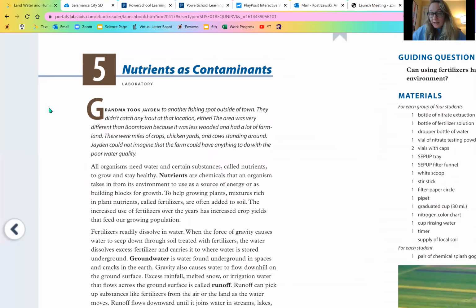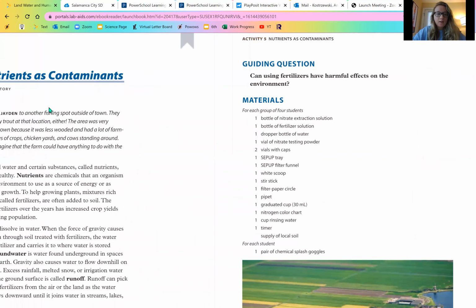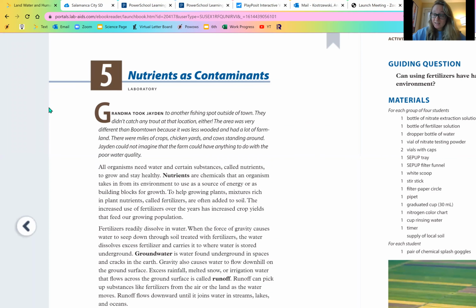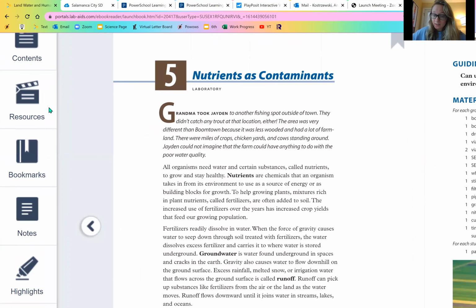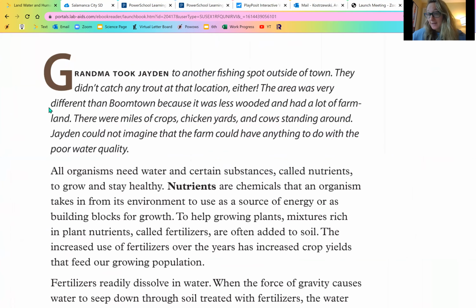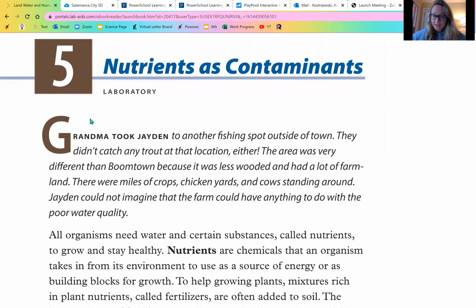As you remember, last week we learned a lot about how important water quality is and how we can test it and why we test it. This week we're learning about nutrients as contaminants, okay? We're going to see how different things make the water quality less desirable for us, and how it gets contaminated. And as I say, icky. Okay. Lesson 5, nutrients as contaminants.